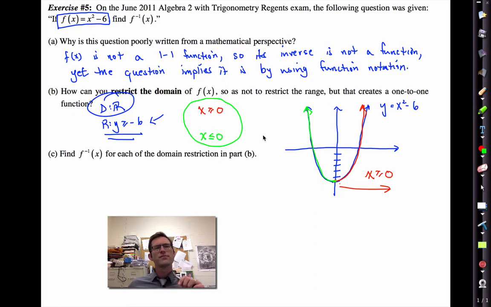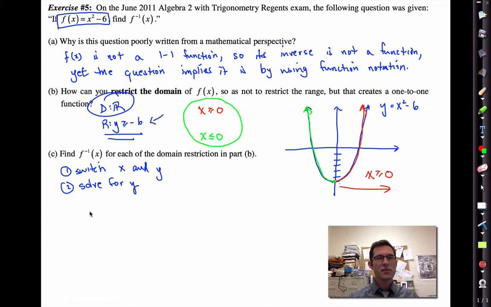Now, letter C says, find f inverse for each of the domain restrictions in part B. Well, let's go back to blue, and let's actually just solve for the inverse. Now, the way that we solve for the inverse is that we switch x and y. That's sort of step 1. And step 2, we solve for y. So let's do that. Let's kind of be ignorant a little bit. Let's just switch x and y. Right, so I'll get x equals y squared minus 6.